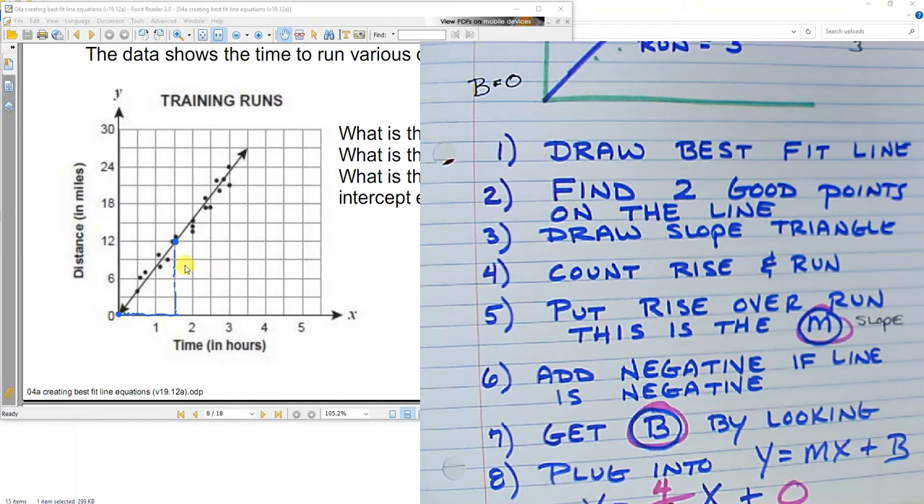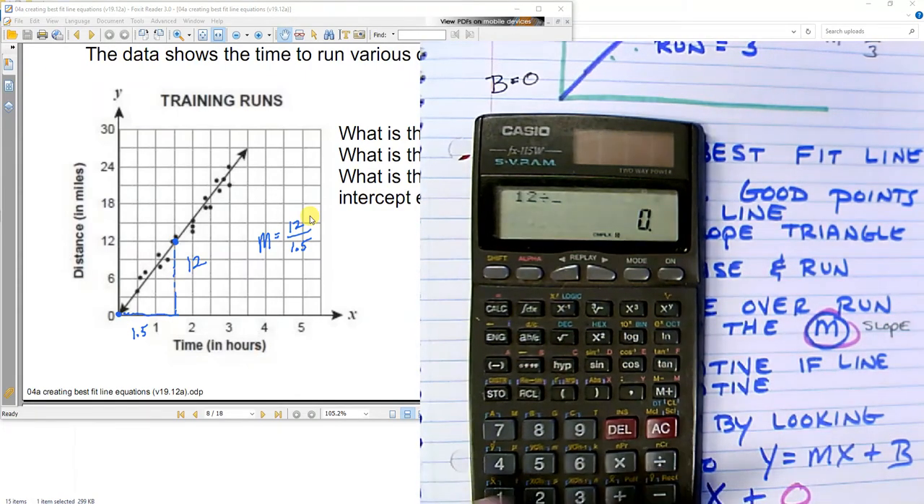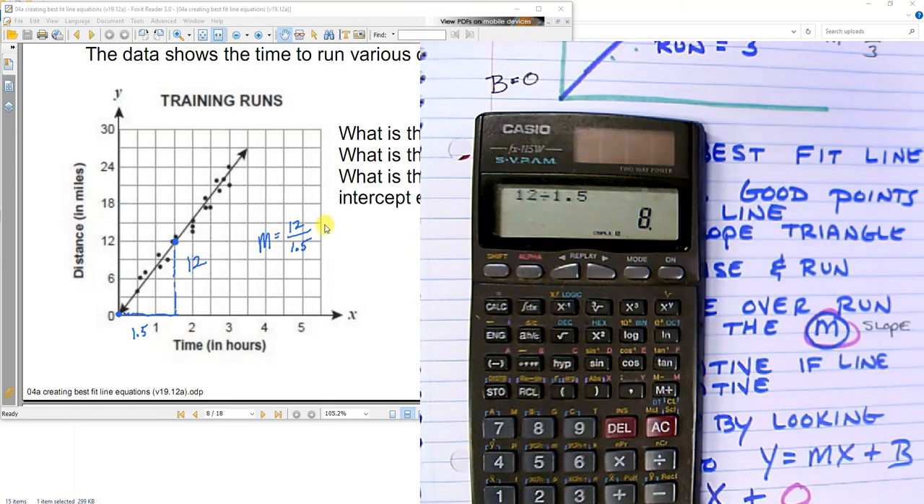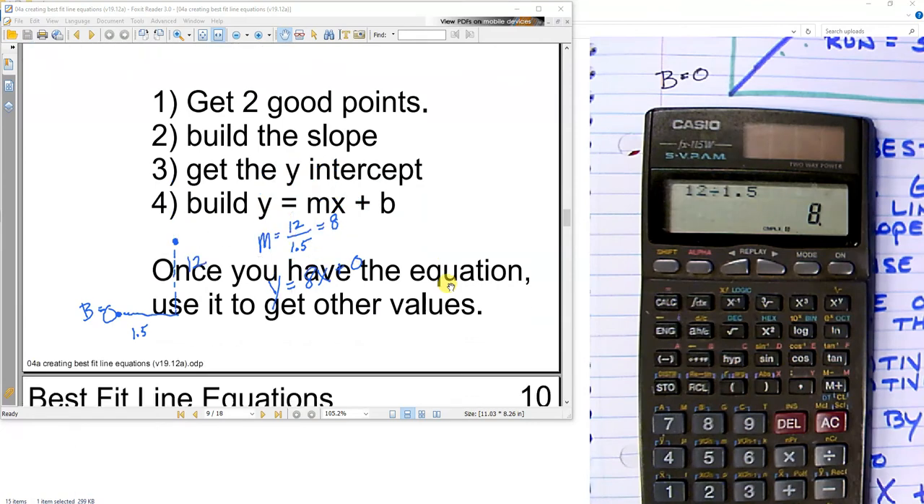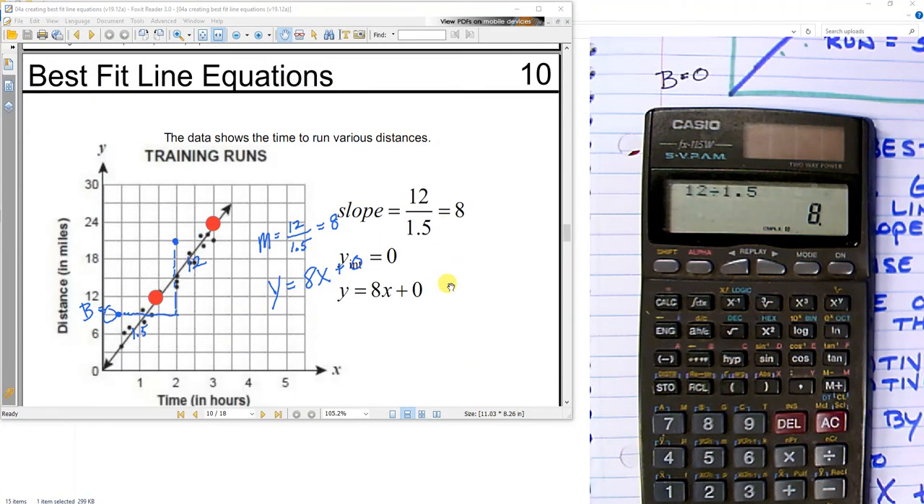Okay, what's the rise? The rise is 12, and the run is 1.5. So my slope is 12 over 1.5. And let's do that on a calculator and see what is 12 divided by 1.5, because that's kind of a funny number. 8. So my slope is 8. My y-intercept right here is 0. So let's plug it all in. Y equals 8x plus 0. We just built the equation. There it is, y equals 8x plus 0. Looks good.